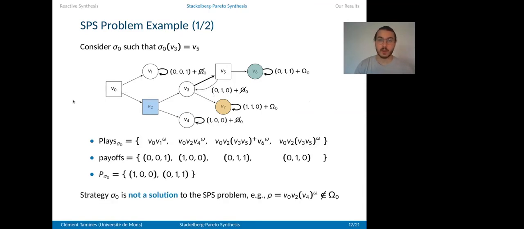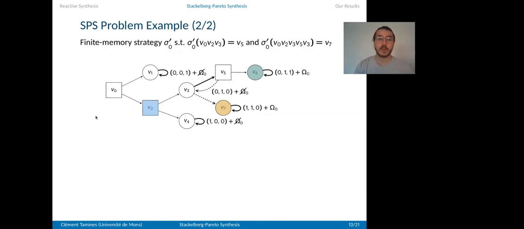We can identify the payoffs which are Pareto optimal, given the ones allowed by strategy sigma 0. So these Pareto optimal payoffs are 1, 0, 0 and 0, 1, 1. We can see that strategy sigma 0 is not a solution to the SPS problem, as there exists a play, namely v0, v2, and which loops in v4, which has a Pareto optimal payoff, 1, 0, 0, which appears in the set of Pareto optimal payoffs, and which does not satisfy the objective of player 0. The only other memoryless strategy is not a solution either to the problem.